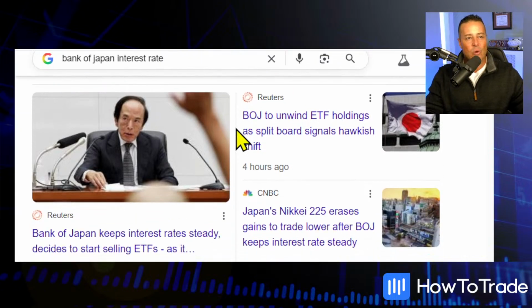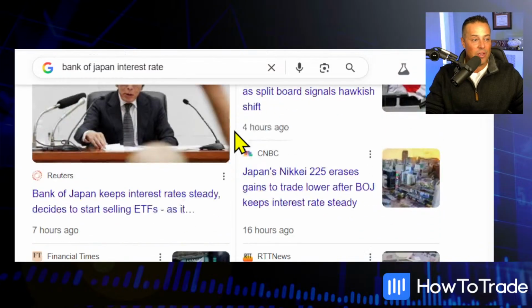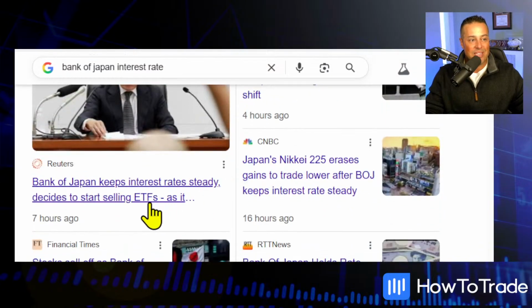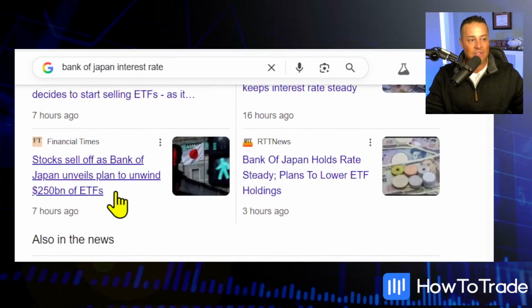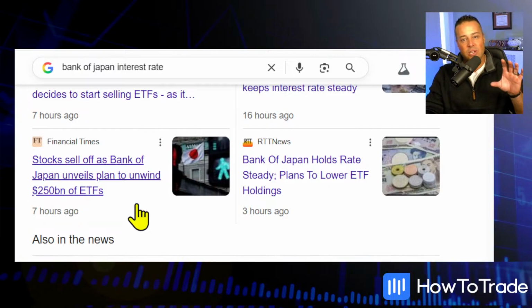So how are they going to weaken the yen? I know we're just sort of getting out there talking about policy moves, but how would you weaken it? Bank of Japan keeps interest rates steady, decides to start selling ETFs. Unveils plan to unwind $250 billion worth of ETFs. What does that mean? It's on their balance sheet. It means that the Bank of Japan is going to start reducing their holdings, their assets.